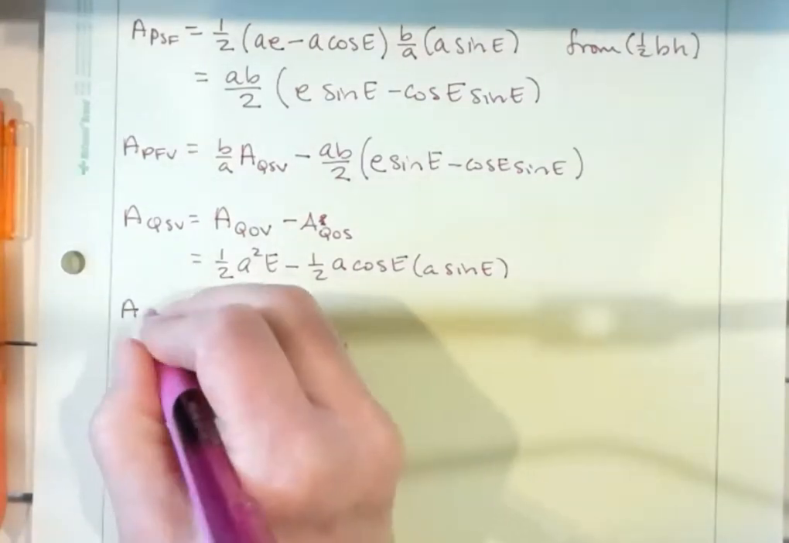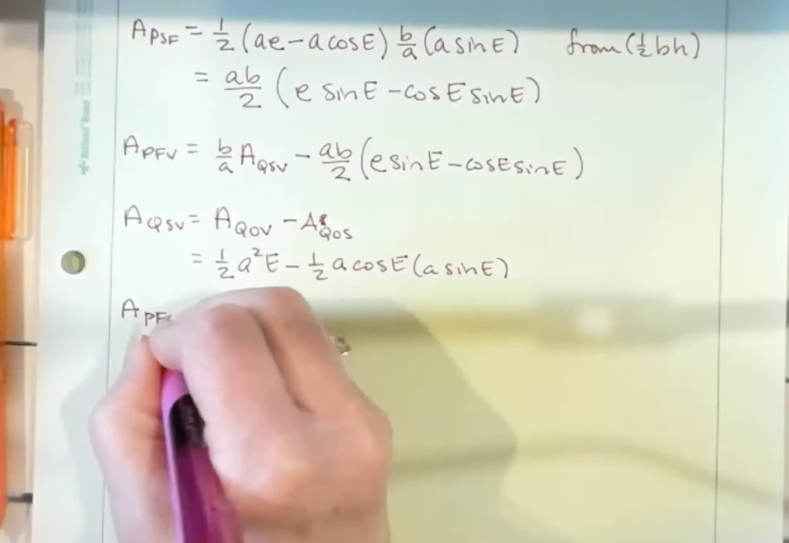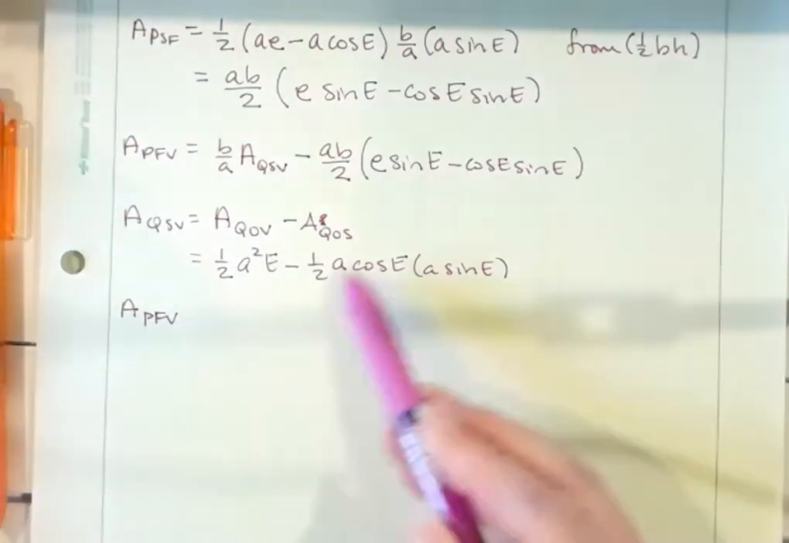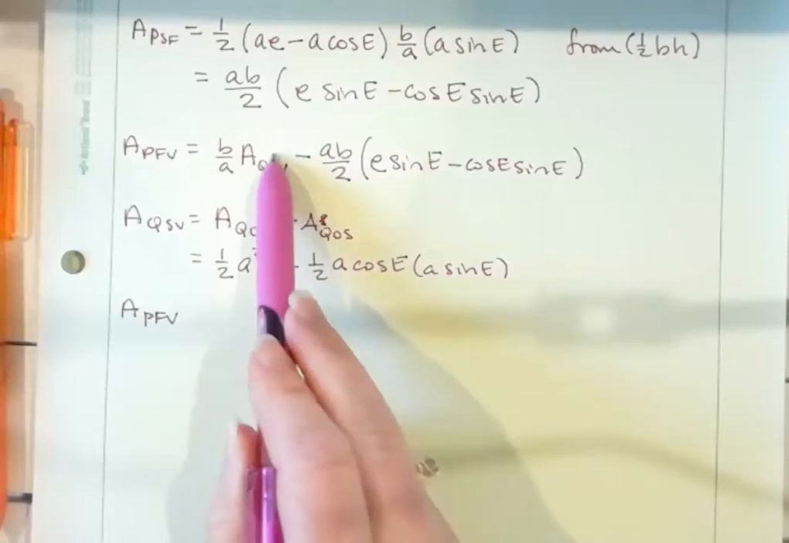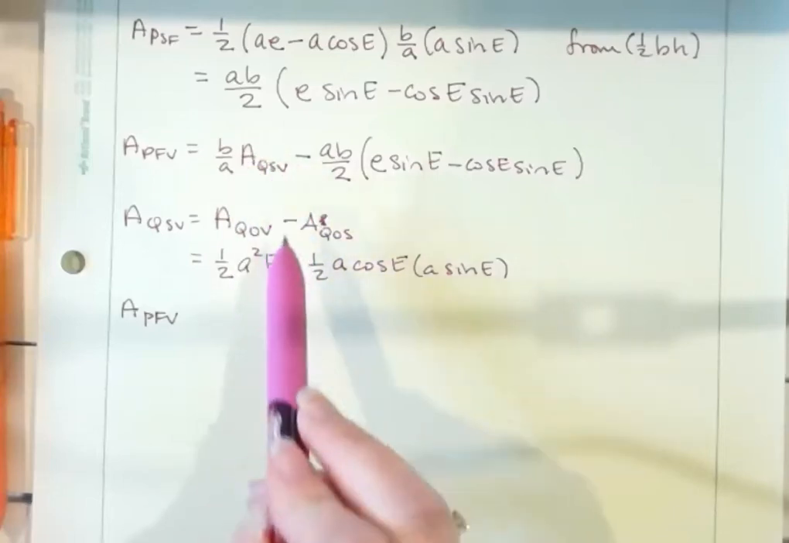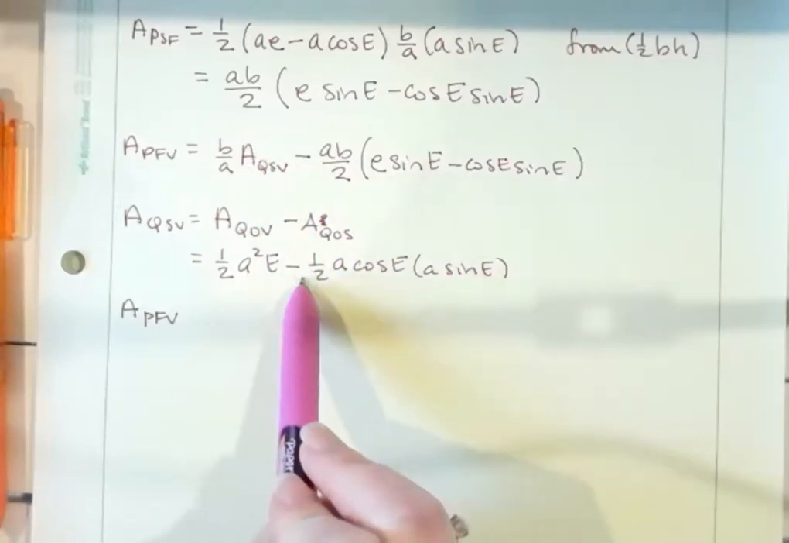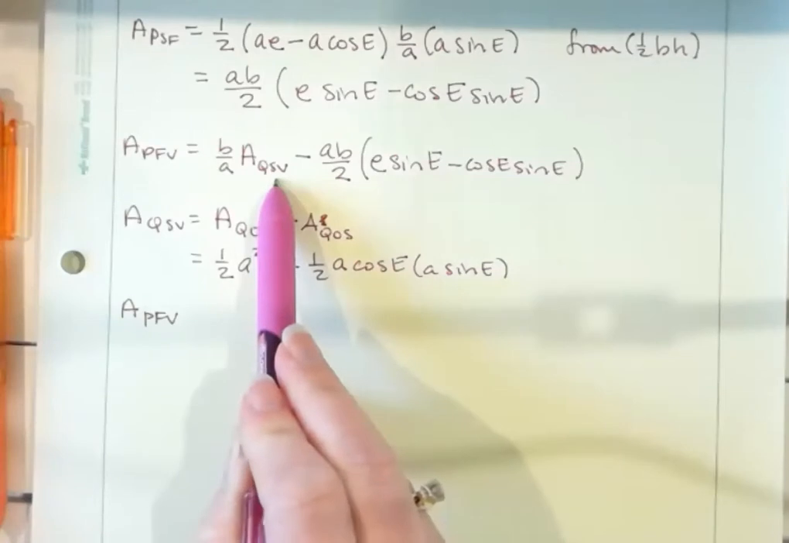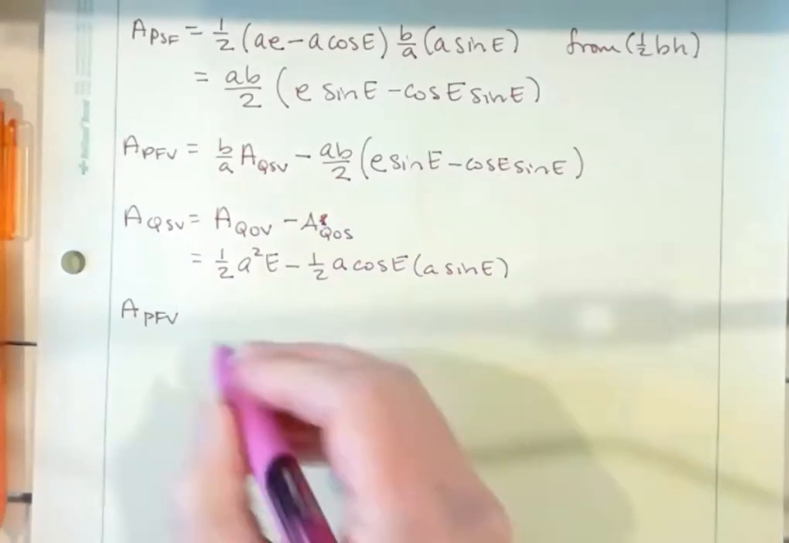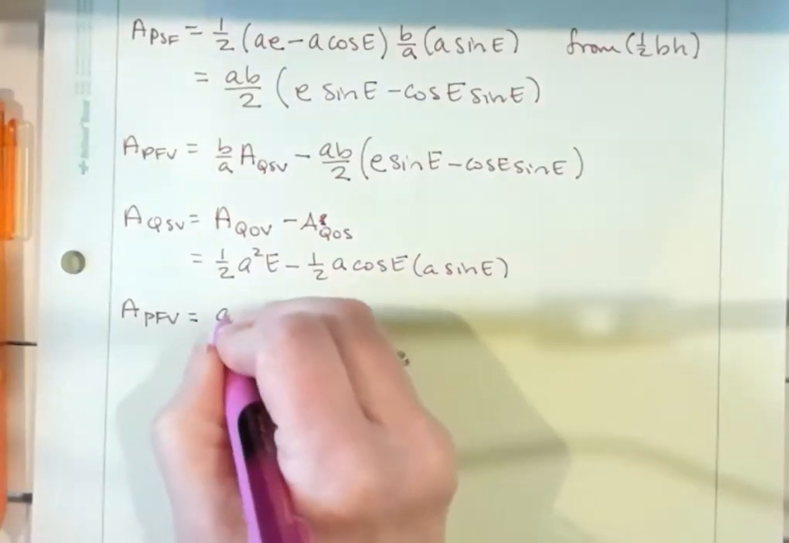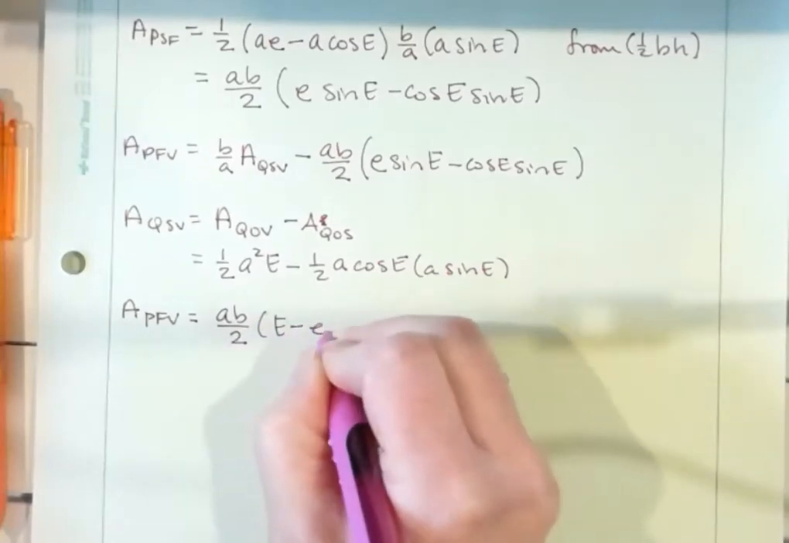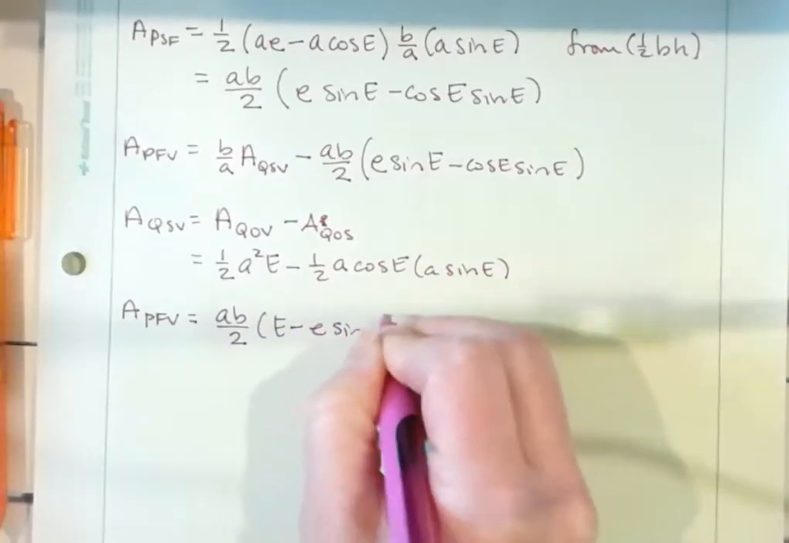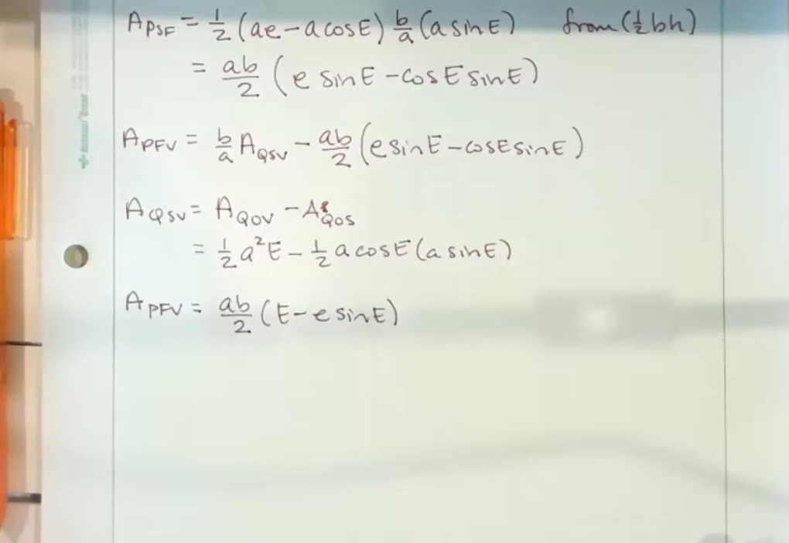So now that we got all that, one more, we can go back and look at APFV again. All right. So we had an equation for APFV here. It was a function of this area of QSV. Now we have this equation, so let's plug this in up here. Okay. And if you do all that, I'm not going to go through all the algebra, you get AB over 2 times capital E minus E sine capital E.